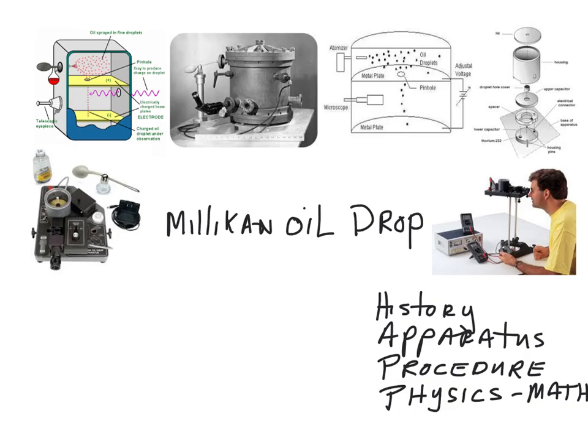This week we're learning about the Millikan Oil Drop experiment, and we'll cover 4 aspects: the history of the experiment, the apparatus used by Millikan and by us to determine the charge on an oil drop, the procedure of using the apparatus, and the physics and mathematics that helps us calculate the charge on an oil drop from the measurements that we take.